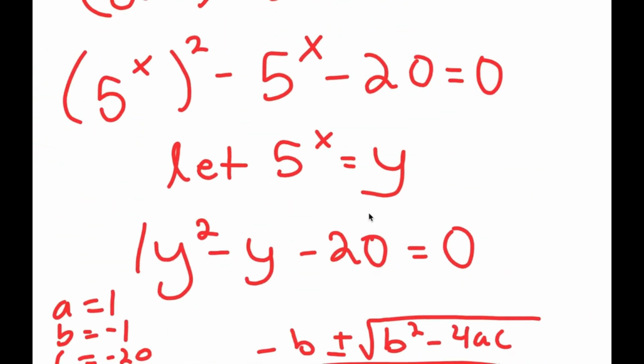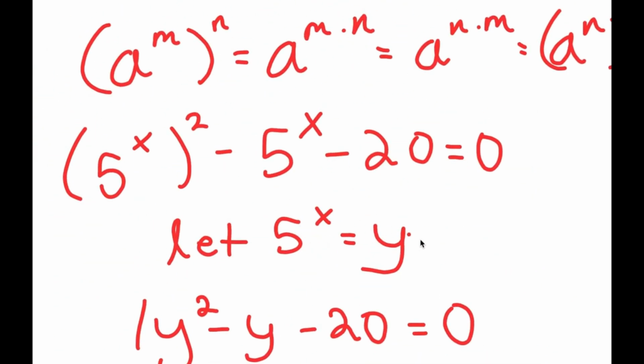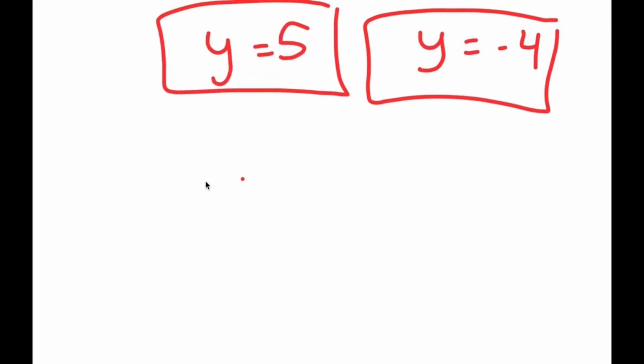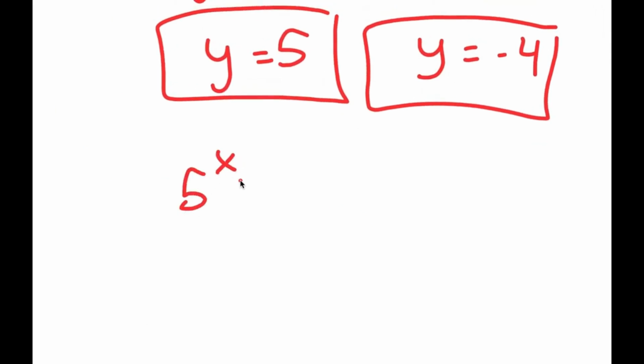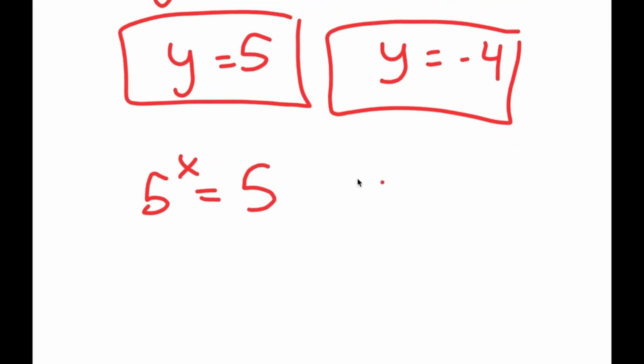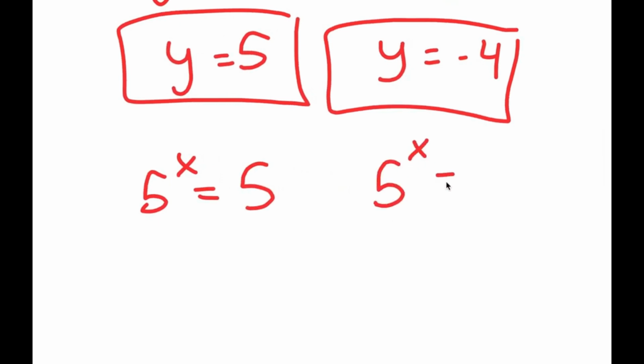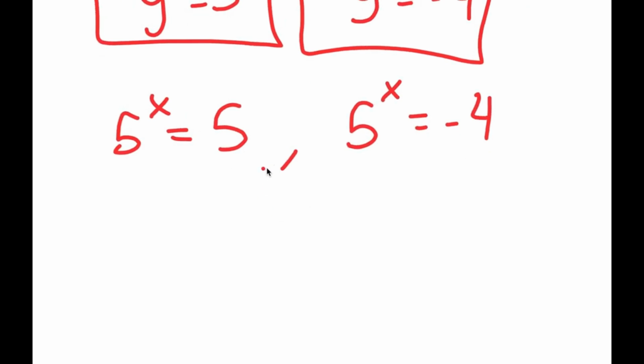Now from here, remember how we let 5 to the power of x equal y. So this means I get two solutions: 5 to the power of x is equal to 5, and 5 to the power of x is equal to negative 4. So let's look at this equation over here, 5 to the power of x equals negative 4. Well, we can't take the power of a positive number and turn it into a negative number, meaning this equation has no solution.